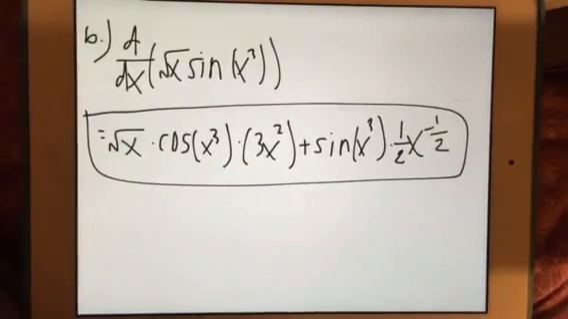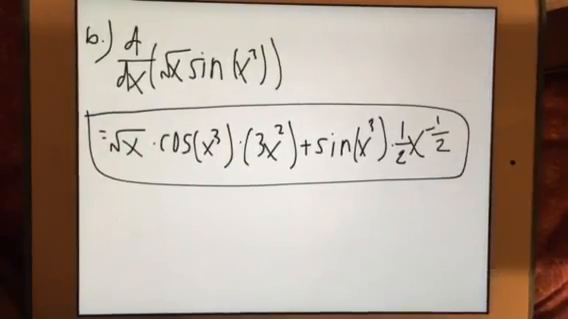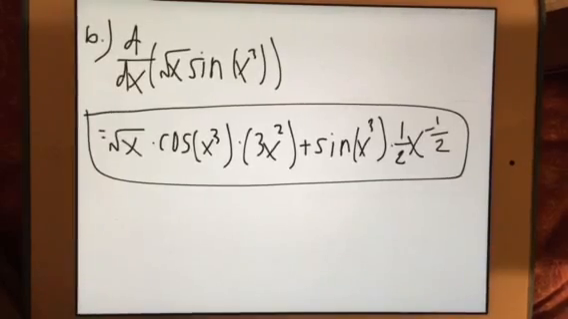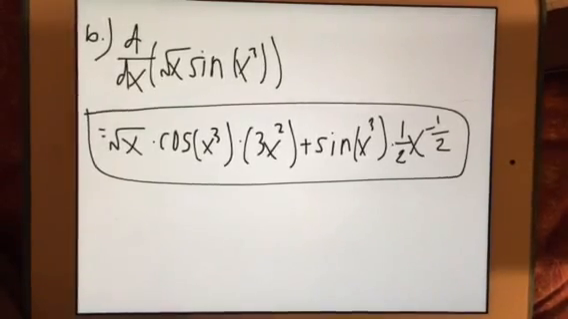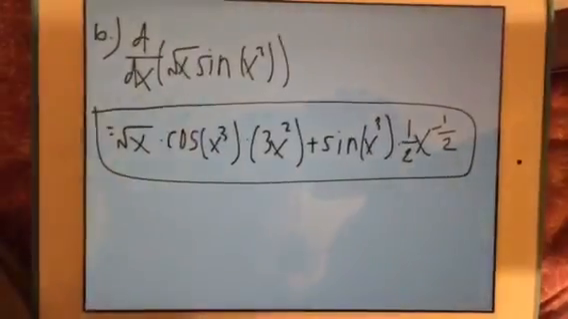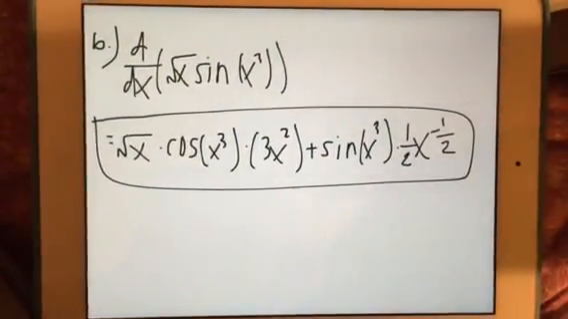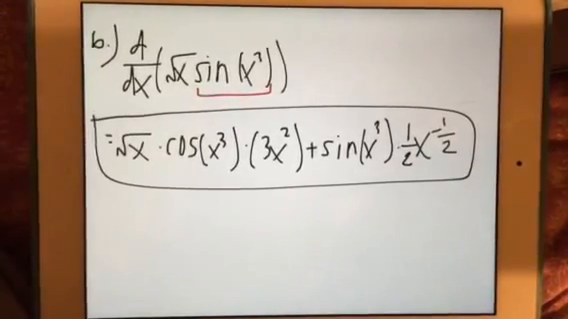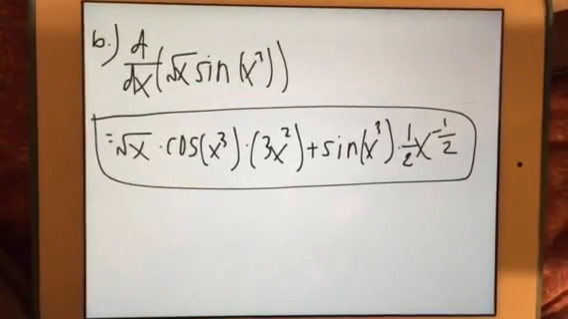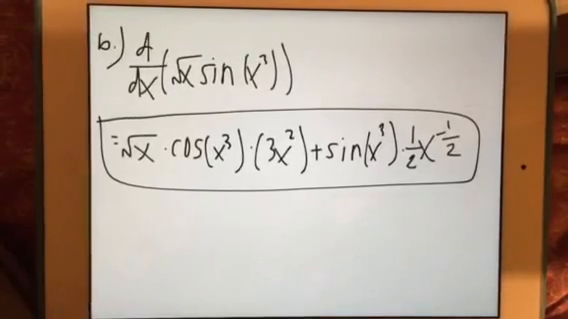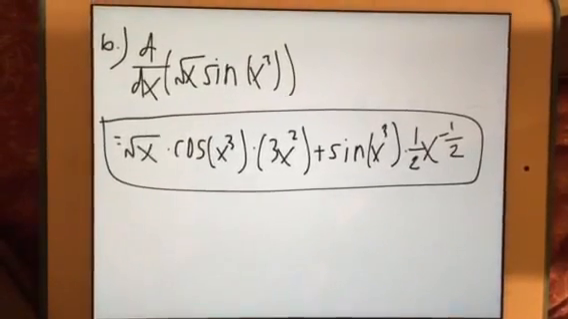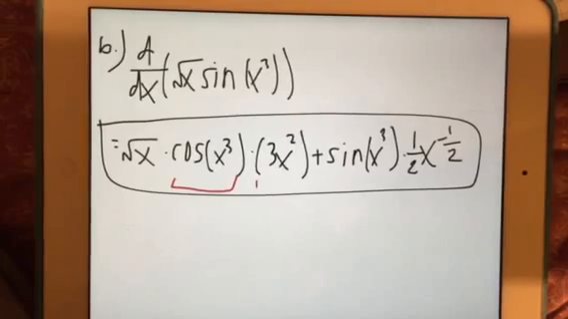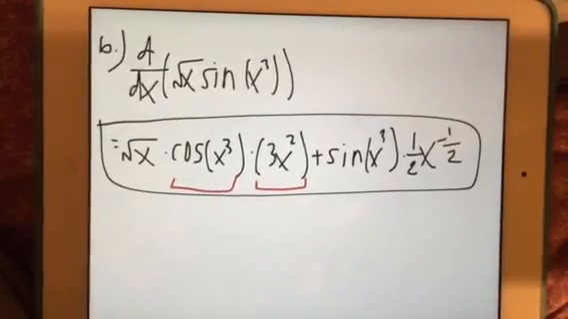Part B asks us to find the derivative of root x times sine x to the third. So here we obviously have to use the product rule to find the derivative, since the function is a product. But within the product rule we also have to use the chain rule, because it's first times the derivative of the second, to find the derivative of sine x to the third. We have to use the chain rule to find the derivative of the function as a whole times the derivative of the function inside this parentheses here.